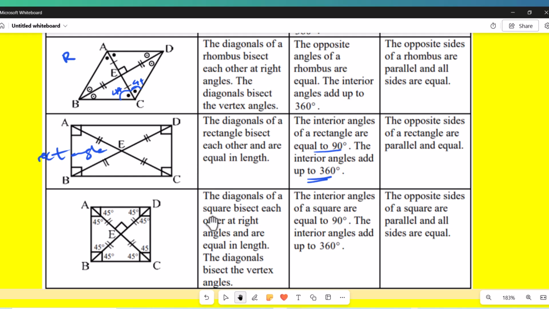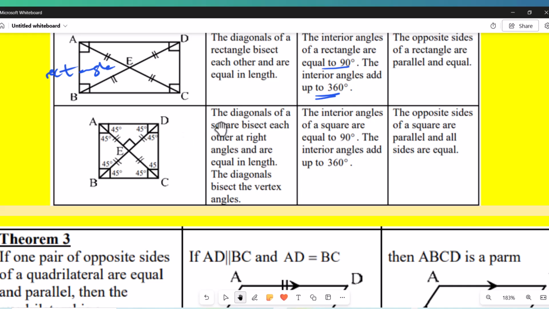What about a square? For the square, the diagonals of a square bisect each other at right angles.